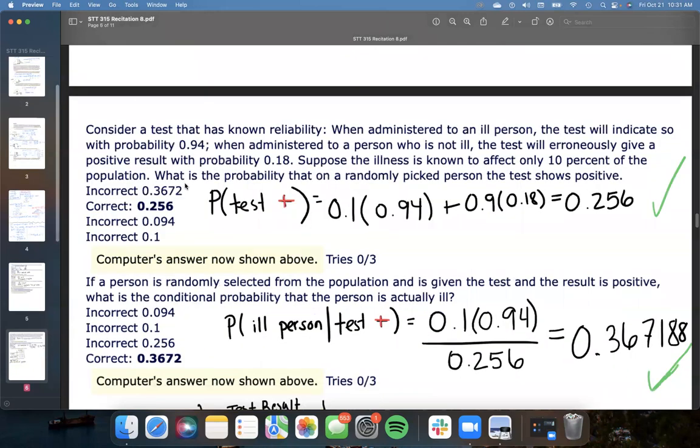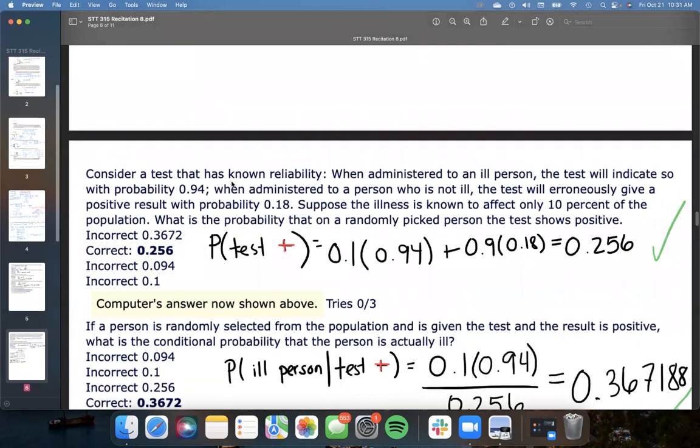Next, consider a test that has known reliability when administered to an ill person. The test will indicate so with probability 0.94. When administered to a person who is not ill, the test will erroneously give a positive result with probability 0.18. Suppose the illness is known to affect only 10% of the population. What is the probability that on a randomly picked person, the test shows positive?